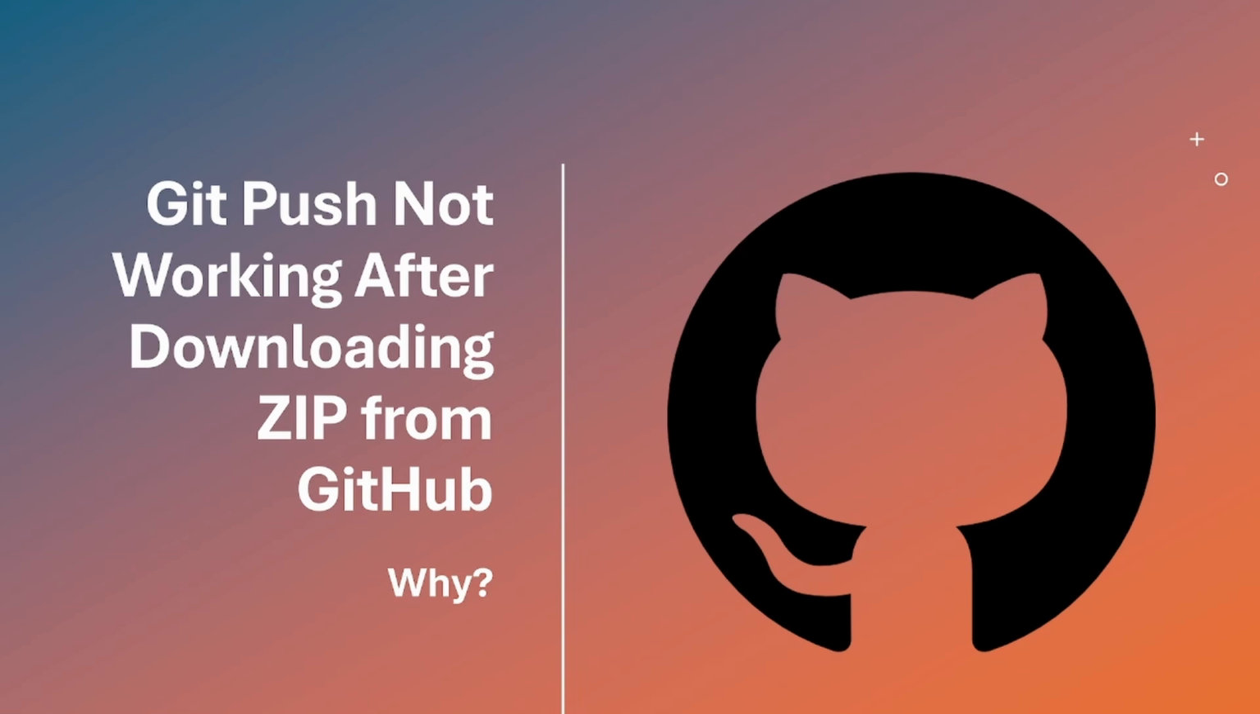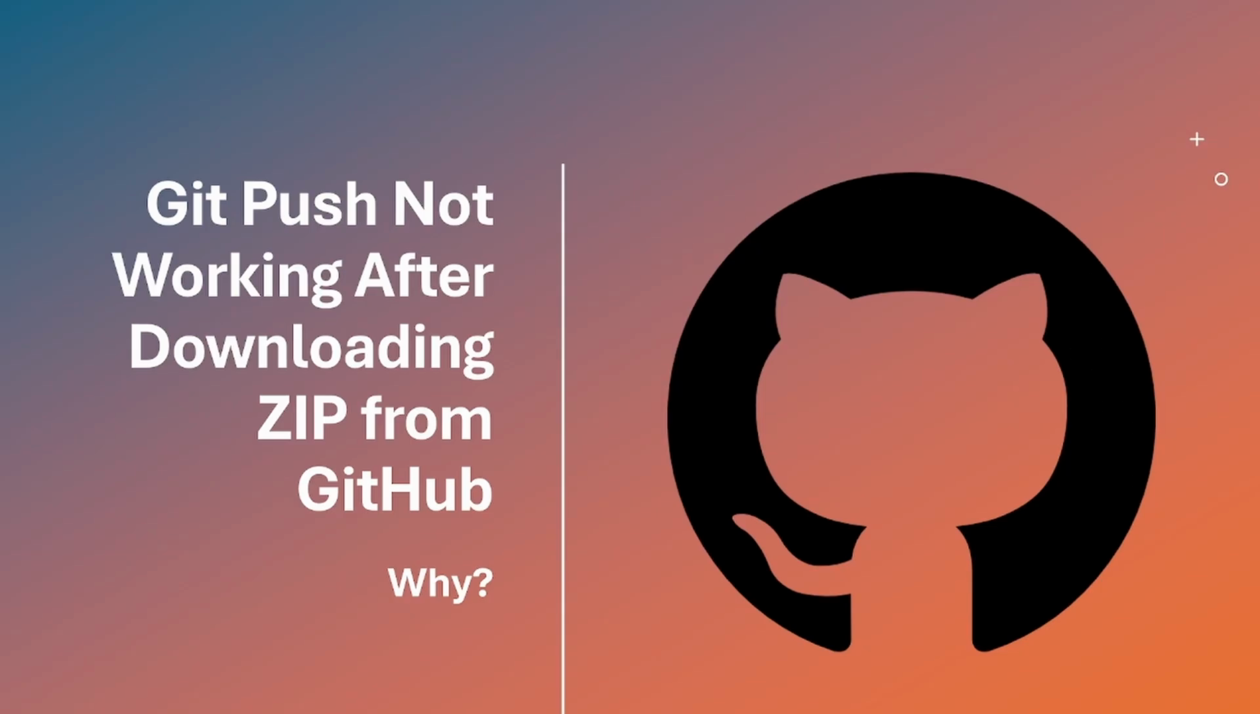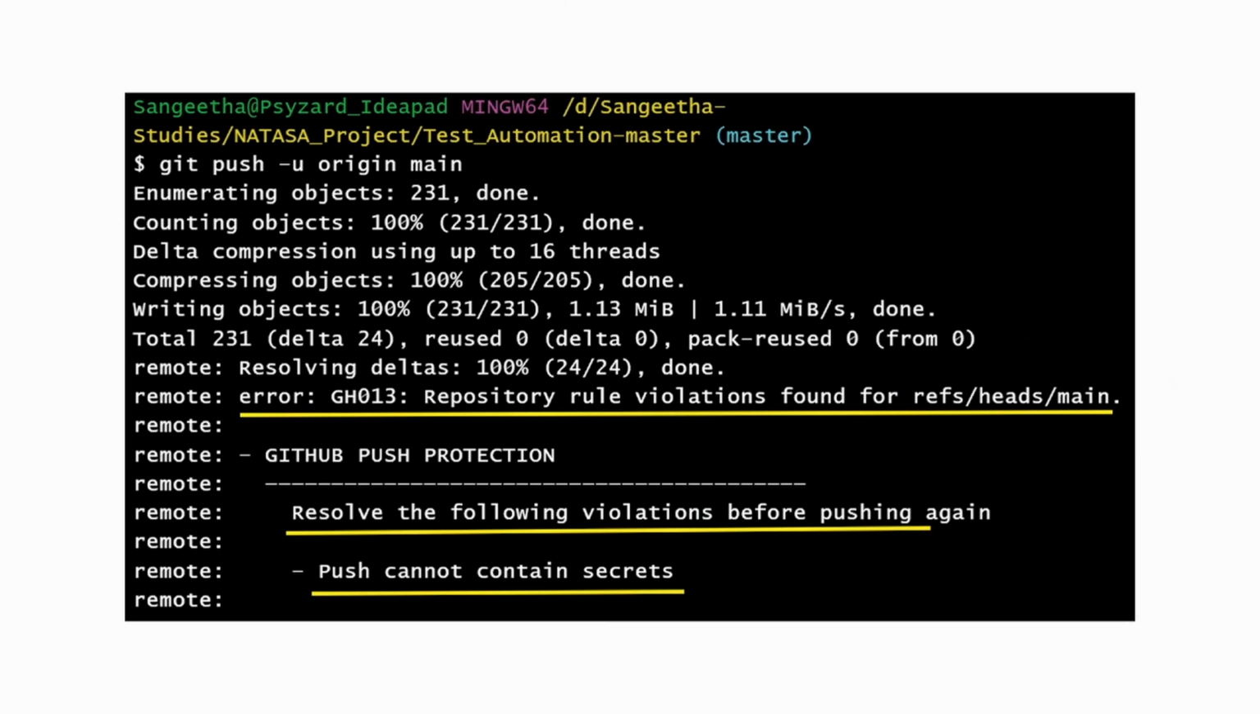This is the problem. The second way we can describe the same problem is: GitHub push blocked even after removing token, which means the secret is still in the commit history. So now you can be clear about the problem, right? You can find it in the attached screenshot.